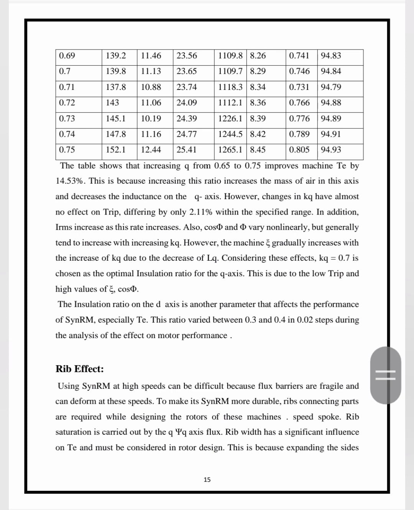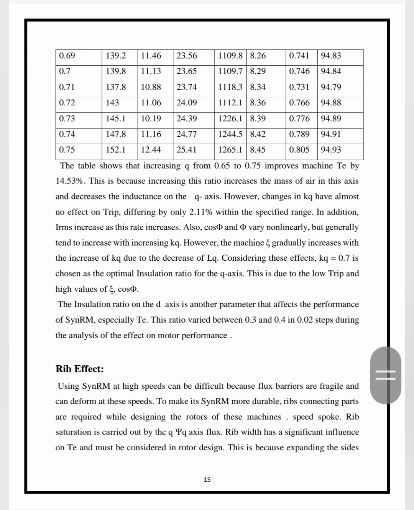The insulation ratio on the d-axis is another parameter that affects the performance of the SynRM, especially output torque. The ratio varied between 0.3 and 0.4 in 0.02 steps. During the analysis of the effect on motor performance, it also improves the efficiency of the motor. Now we will see how the rib effect affects the SynRM efficiency.